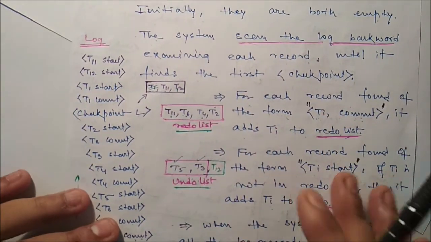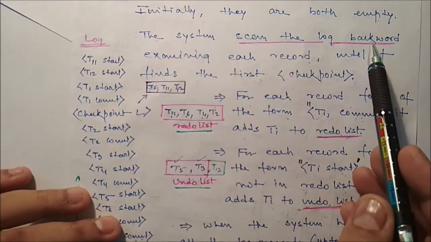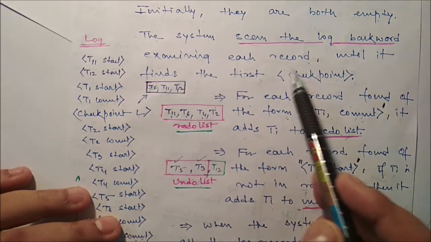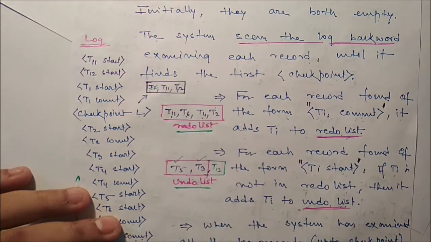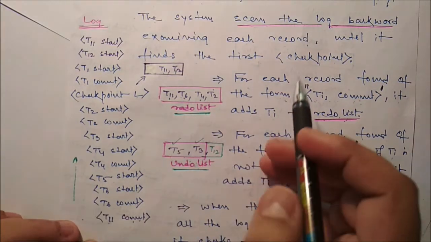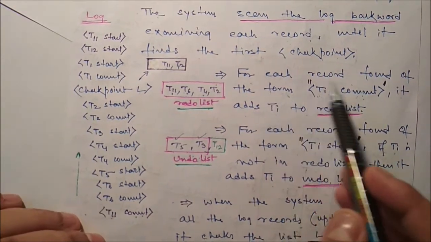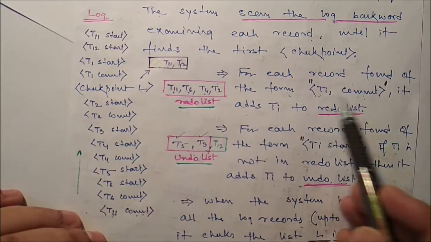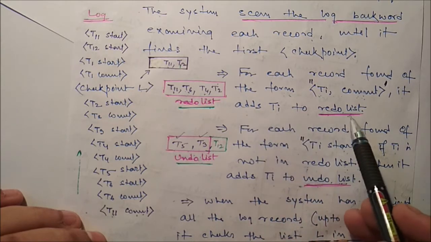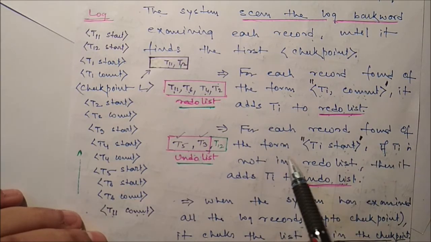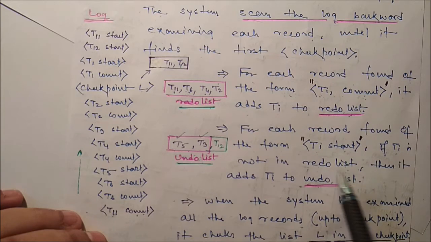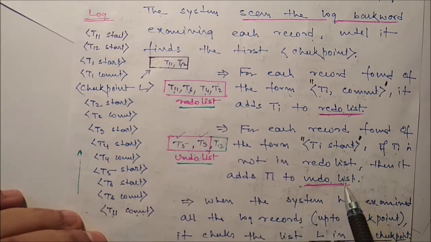The system scans the log backward, examining each record until it finds the first checkpoint. Now, for each record found of the form Ti commit, it adds Ti to the redo list. For each record found of the form Ti start, if Ti is not in the redo list, then it adds Ti to the undo list.